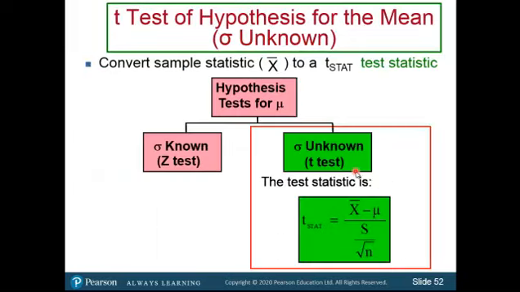So here is the formula that we have to use in the situation where population standard deviation is unknown, and this formula is for the t-test. So here we have to use x bar minus mu divided by sample standard deviation divided by square root of n. So instead of using standard deviation of the population in the z-stat situation, we have to change to S, or sample standard deviation, in the case of t-stat.